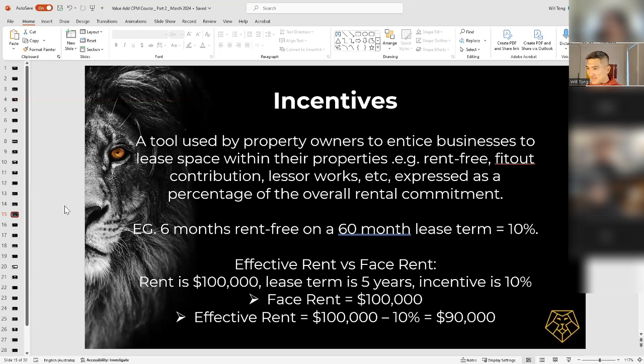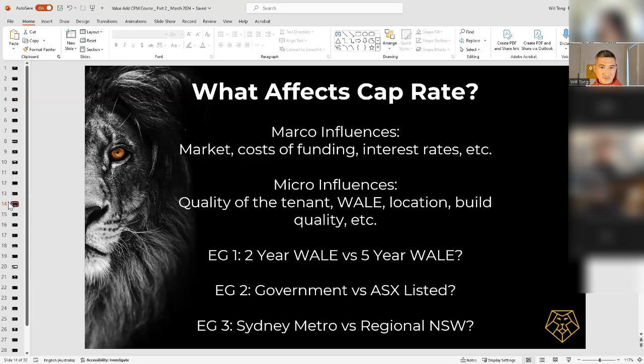Ask a question. Yes. It's Eugene here. Just a question, going back to the slide, example 2, government versus ASX listed. My understanding is that sometimes government departments can have their funding removed after a certain number of years, especially when the government changes. So how does that impact the risk of a government tenant?